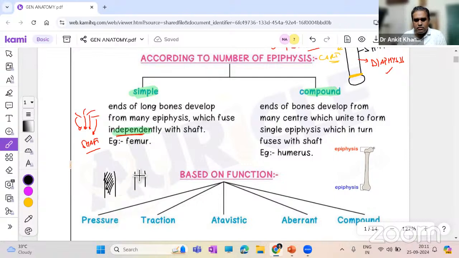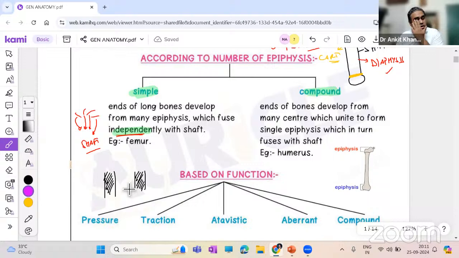There are two bones which are having the shaft over here. Let's say a bone of the thigh and a bone of the arm, femur and humerus. Now, both of these bones will have multiple epiphyses. When we say multiple epiphyses, why are we saying multiple epiphyses?